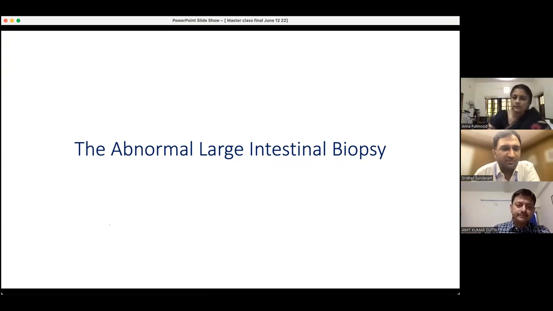Ma'am, I have one question. Usually as part of practice, you take mapping biopsies from different parts. So you take from ileum, right, transverse, left colon, and maybe the rectum. Is there something specific that the pathologist looks at when looking at the mapping biopsies? I'll show you. I've got illustrations of that.